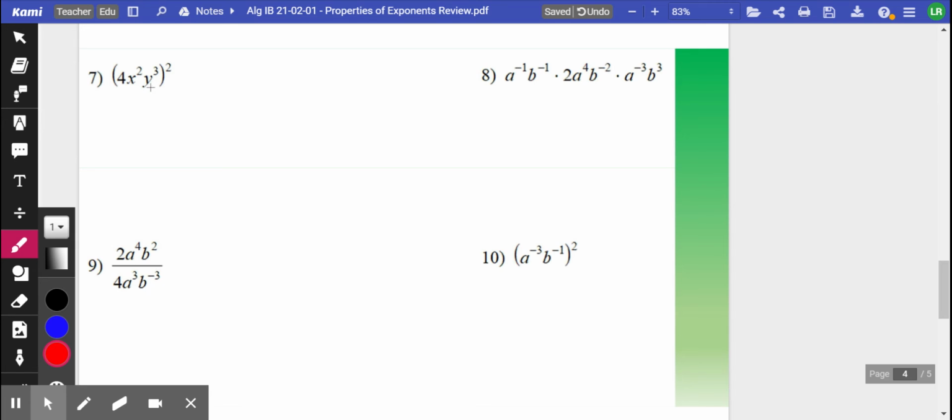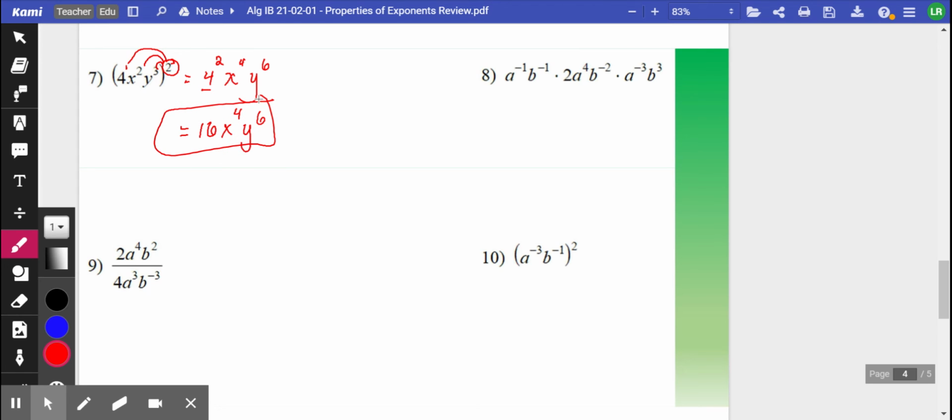All right, number 7, this is the power property. Remember, all of our exponents are being multiplied by 2. So for the 4, 2 times 1 is 2. For the x, 2 times 2 is 4. And for the y, 2 times 3 is 6. Don't forget to take care of 4 squared. 4 times 4 is 16. So that's 16, x to the 4th, y to the 6th.